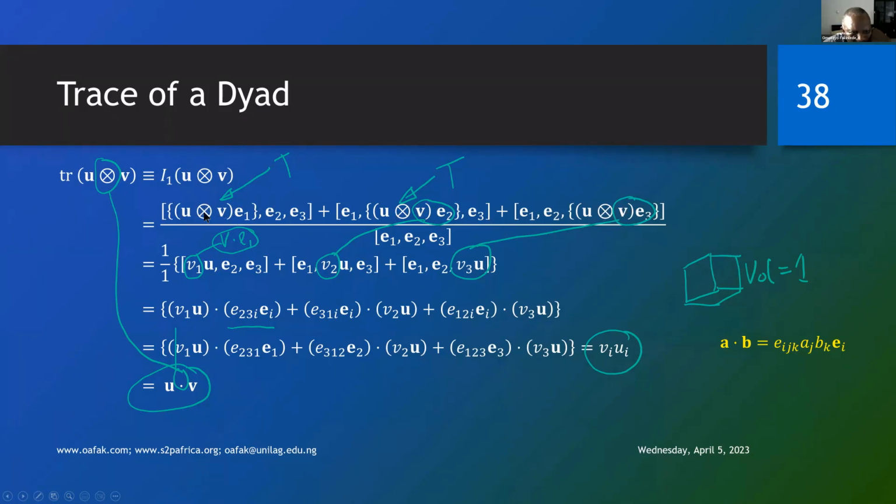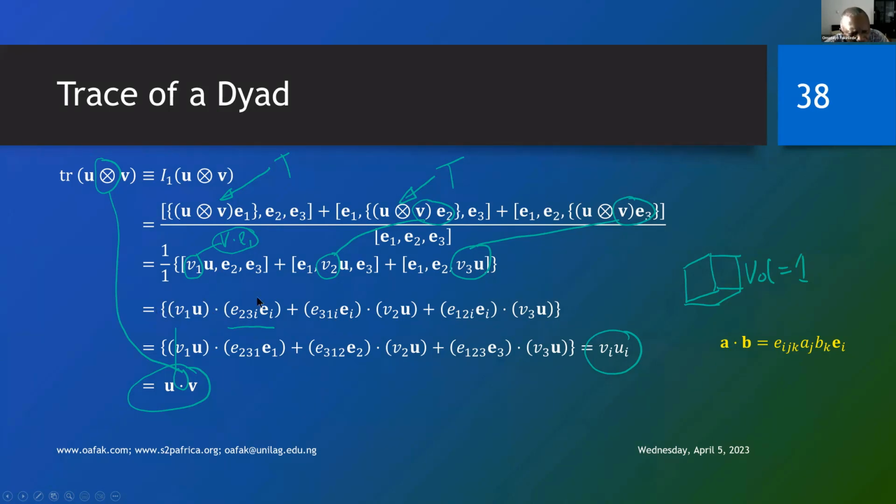If you want to expand this first expression here, you have to take the dot product of V and E1, which gives you the first component of V. And you still have the vector U and then E2, E3. You do that in each of the brackets, and you have this.